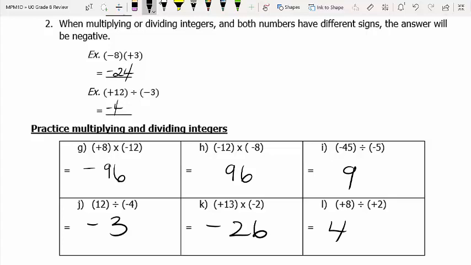So in summary, when you are multiplying and dividing integers, you just need to be careful with the signs. If you're multiplying two positive numbers together, your answer better be positive. Likewise, if you're multiplying or dividing two negative numbers together, your final answer better be positive. If you're multiplying and dividing integers and their signs are different, so you have one that's positive and one that's negative, your final answer better be negative.